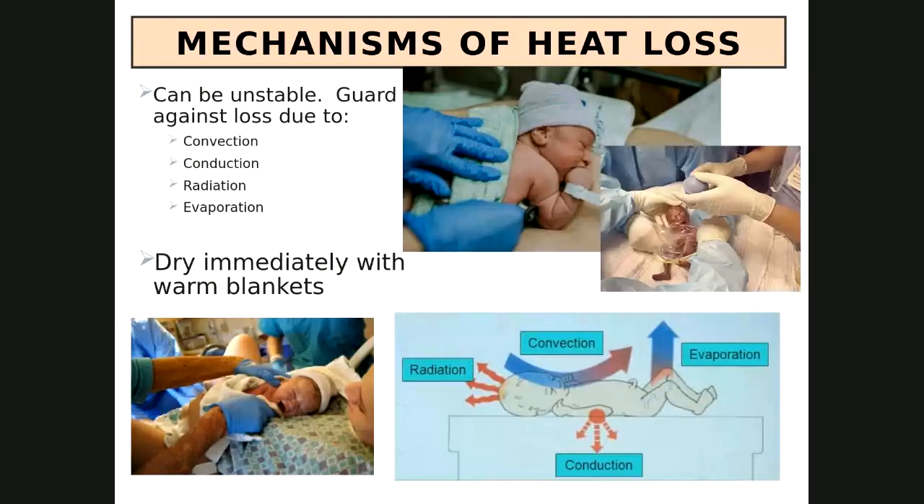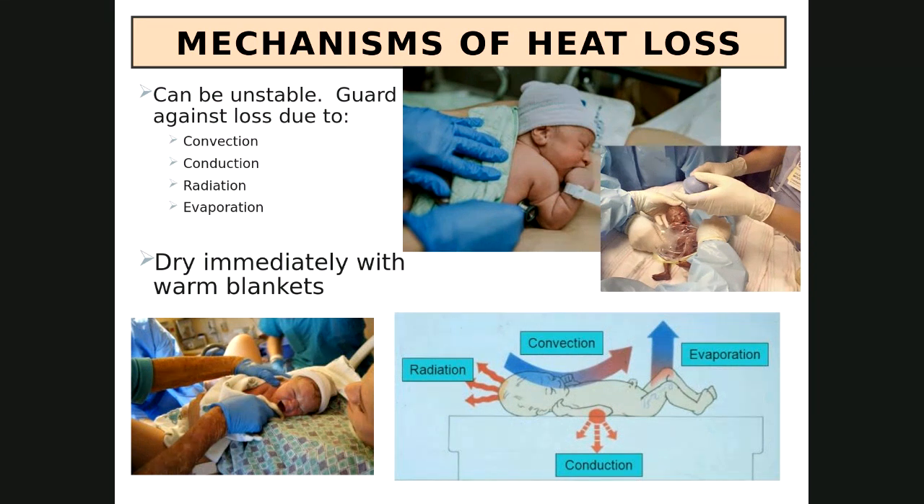Mechanisms of heat loss can be unstable, and in babies, their temperature and their ability to regulate it are not stable, it's not mature. So you want to guard against heat loss due to convection. What is convection? Convection is the cold air breeze blowing by the baby. Conduction is when you put the baby on a cold surface.